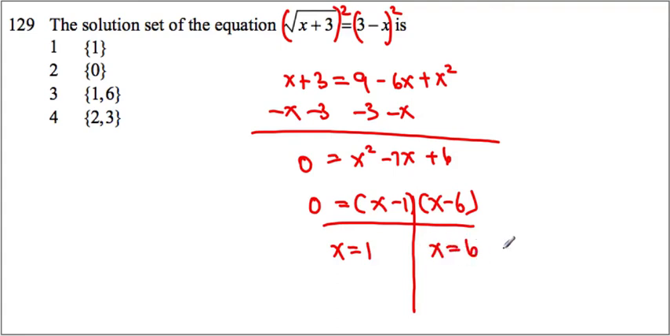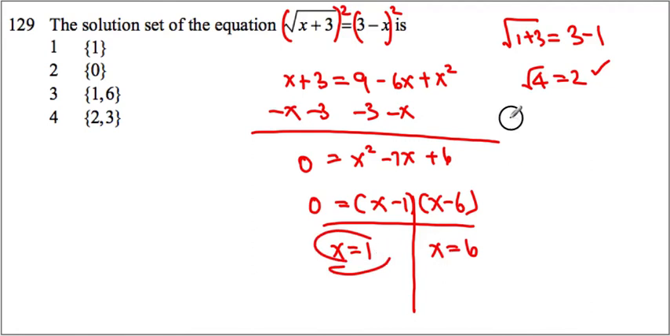Now, don't forget, we always have to check the answer. If you had to plug in 1, what would have happened? 1 plus 3, is that equal to 3 minus 1? Square root of 4, which is equal to 2. Yes, it is. So 1 is okay.